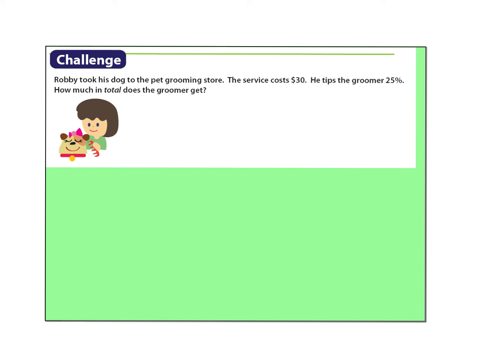All right, let's try another one. This time I'm going to set it up with a proportion and an equation so you can see both ways. Robbie took his dog to the pet store and it cost him $30. Usually you tip like your hairdresser, when you get your hair cut, you leave them a tip as well. He's going to tip the groomer 25%. How much total does the groomer get?